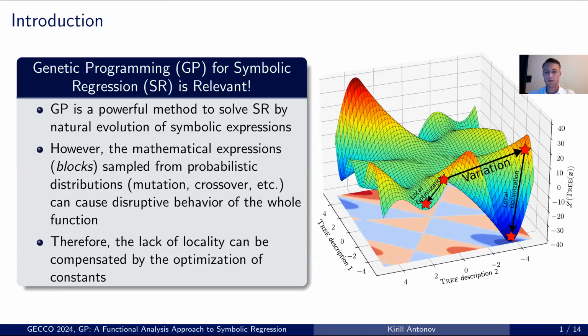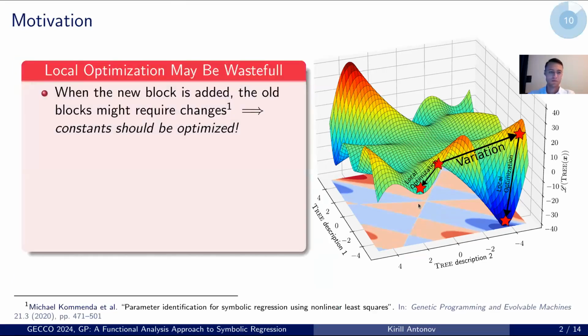locality is proposed to be addressed in related works by optimization of numerical constants that are located in the terminals of every tree. So out of every candidate solution, we would produce some solution that lies closer to the attractor of the corresponding attraction basin. This is one of the examples why it might be useful to optimize the numerical constants.